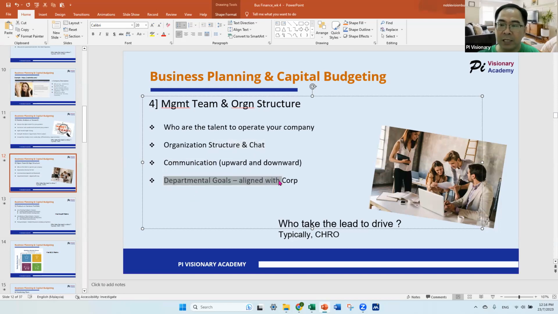And we said this, right? Still remember, we talked about Kuan Yin's department goal. The sales department wants to grow in Indonesia. Then it must be aligned with the corporate, which means the head office or the top management. And then the goal also has to be supported by other departments. So this is what it refers to.